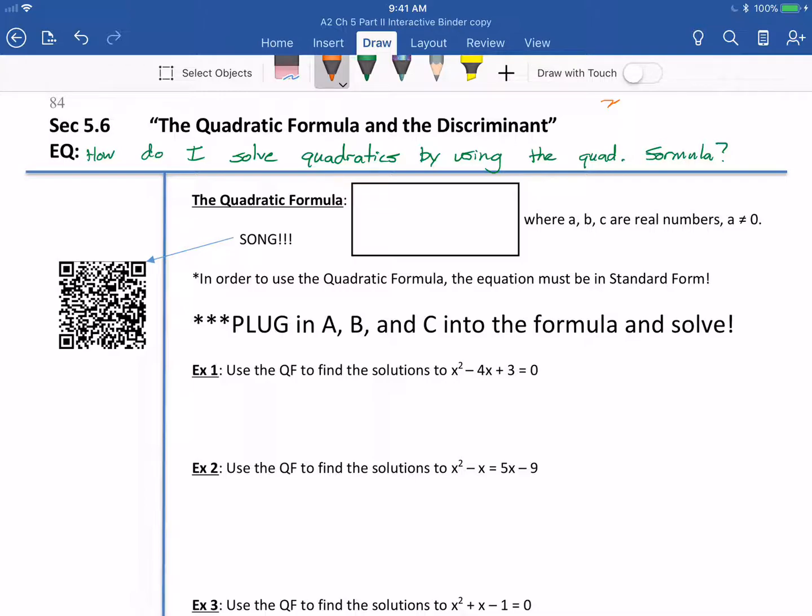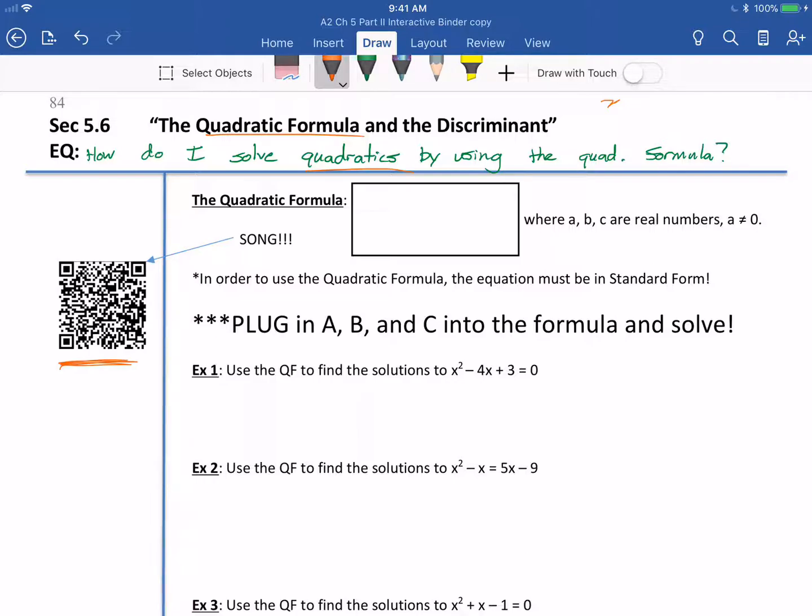So today is going to be the last way that we're going to learn how to solve quadratics. We are going to learn to solve quadratics today by using the quadratic formula. I would highly suggest that you scan this little QR code over here and listen to the song I just did to get myself a little pumped up for this video.